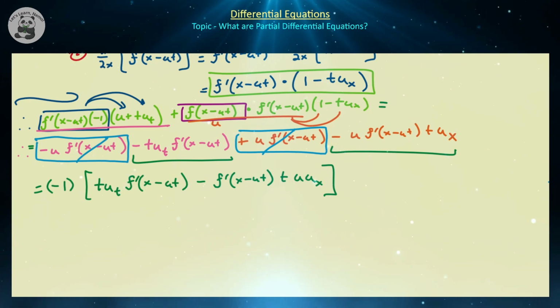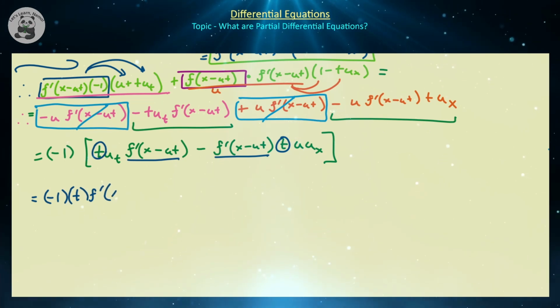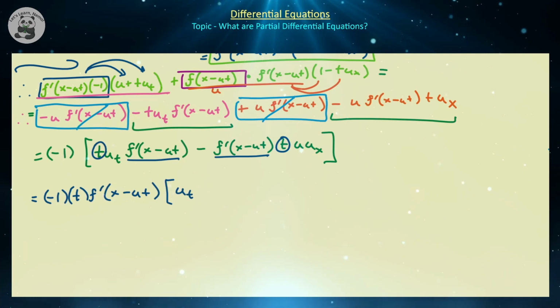Right? So what else do we have here? We have a t in common. We have an f prime in common. So let's factor those out. We're going to have minus 1 times t times f prime of x minus u of t. What we're left with is ut minus u ux. Oh, and that minus should have been a plus because we factored that sign out. So ut plus u ux, and that's what we have.